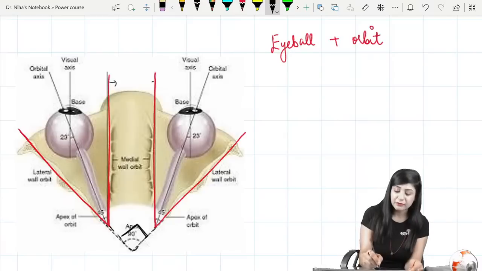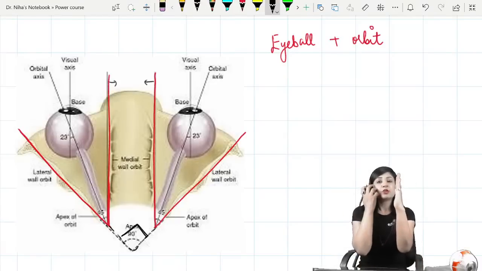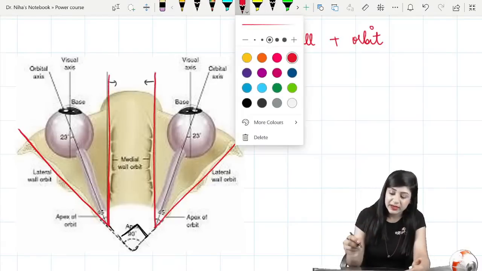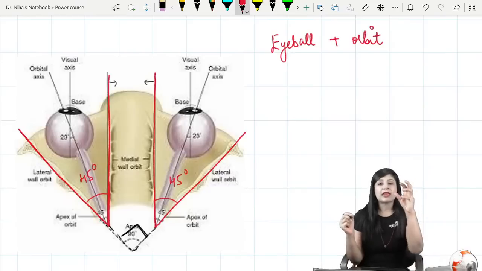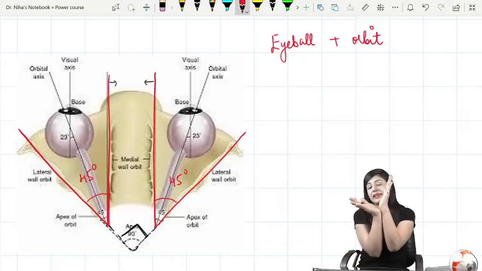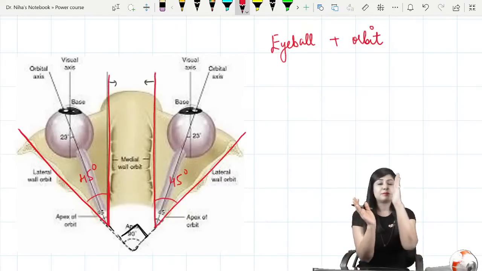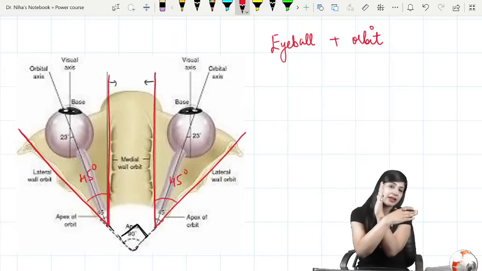And look at the medial walls. These are the medial walls. Can you see? They are parallel. So when you see the angle between this medial wall and lateral wall, this is 45 degree and 45 degree. Okay. So the angle between the medial wall and the lateral wall is 45 here. Between medial and lateral is 45 here.